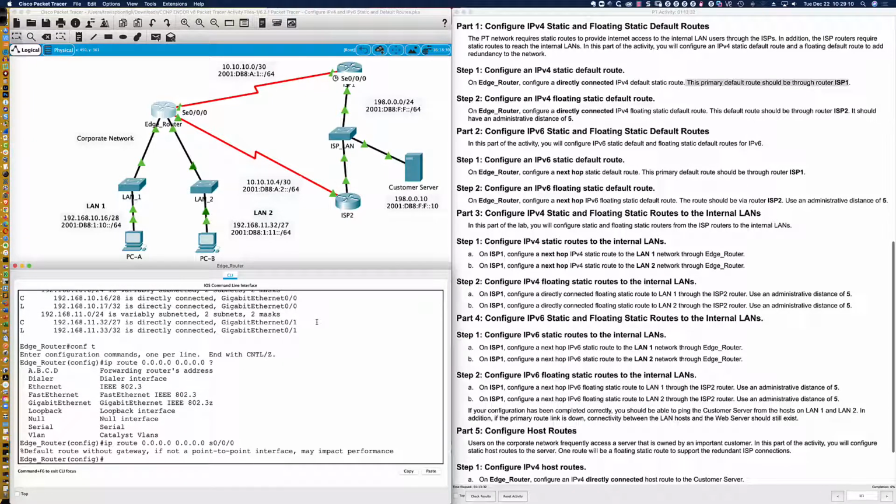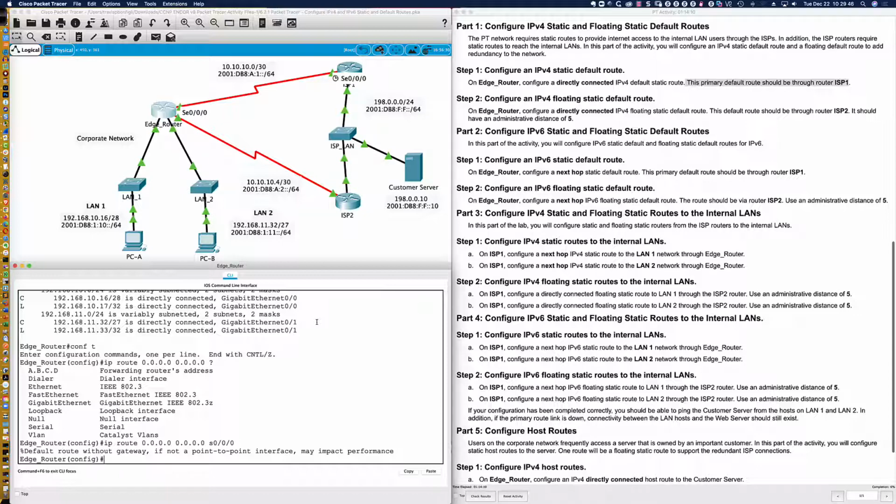Now, here is the message that you will receive from time to time when using or configuring a directly connected static route. It says the default route without the gateway, if not a point-to-point interface, may impact performance. And what that means is there may be an ARP packet or an ARP process that takes place. However, ARP is not used on point-to-point serial interfaces. Let me say that again.